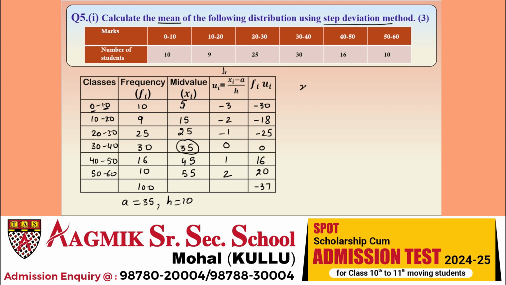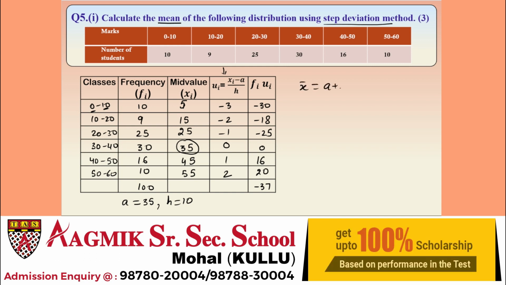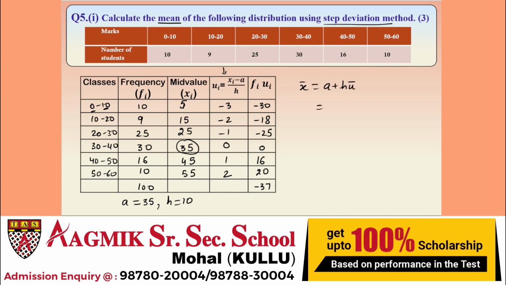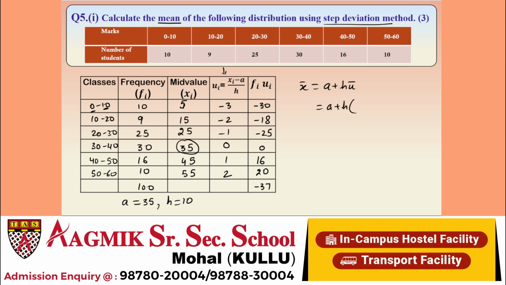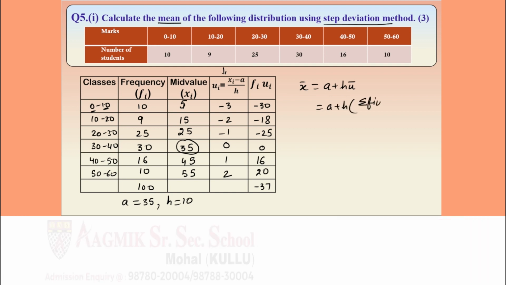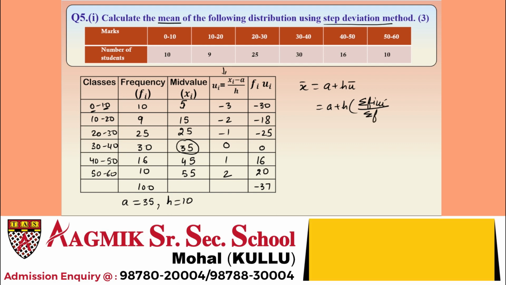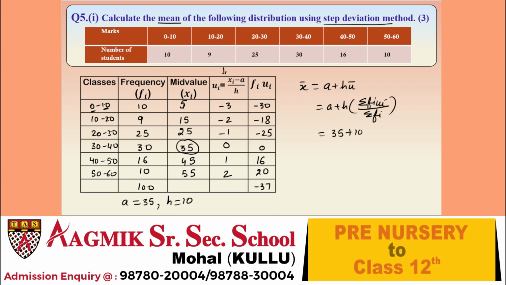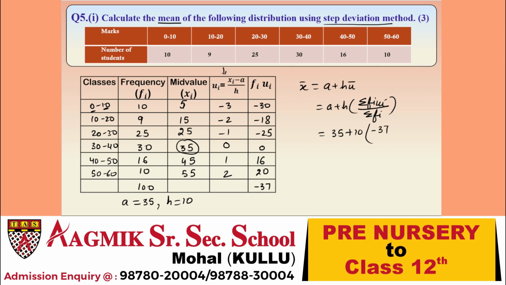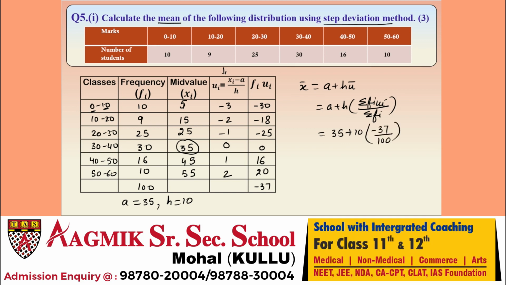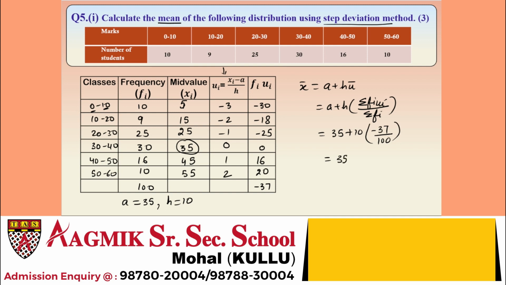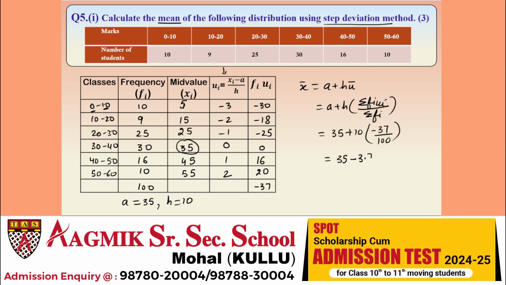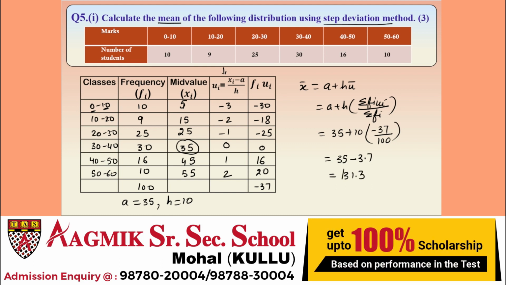Now we know that mean x bar is given by a plus h u bar, that is a plus h times sigma fi ui divided by sigma fi. So assumed mean is 35 plus 10 times we have minus 37 divided by 100. So this is equal to 35 minus 3.7, which is nothing but 31.3, which is the required mean.